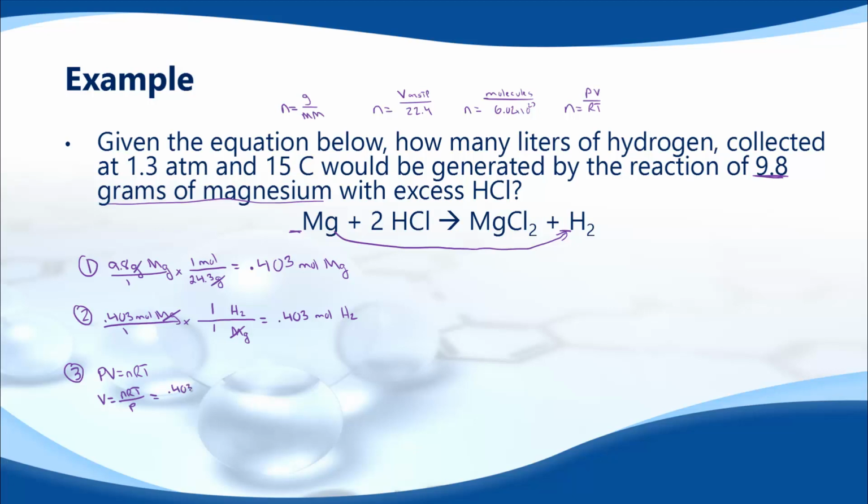n is 0.403. R, 0.0821. Temperature is 15 degrees Celsius, so 273 plus 15 gives me 288 Kelvin. Divide that by the pressure, which is 1.3 atmospheres. And I wind up with a final answer of 7.34. And since the ideal gas law gives volume in liters, that's liters of hydrogen. Right, so that's the stoichiometry problem. Same 3 steps. It's just that now you can use the ideal gas law for one of your conversions.